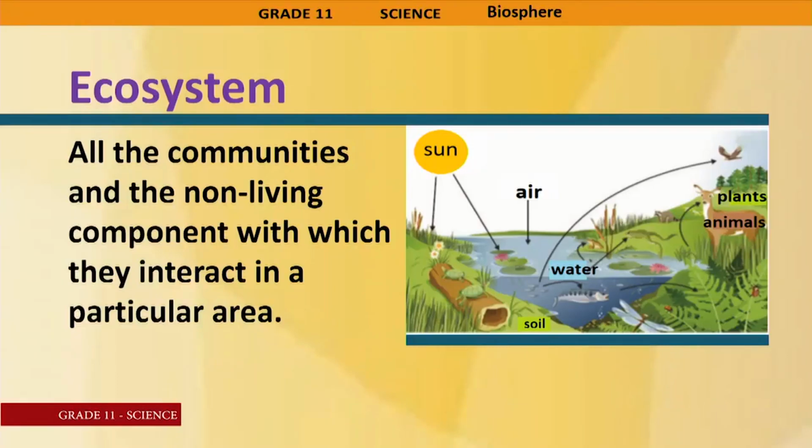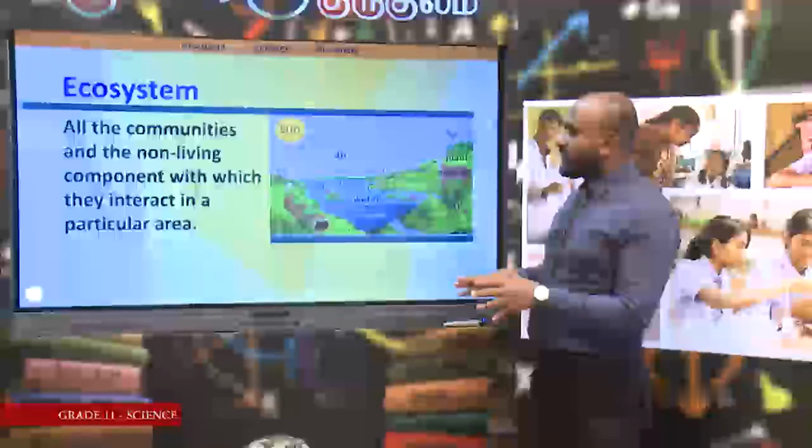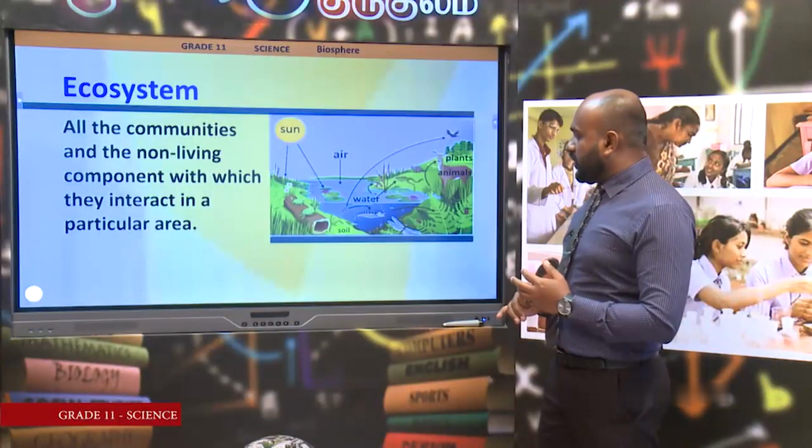All the communities and the non-living component with which they interact in a particular area is called the ecosystem. Looking at the definition, we can identify the things in an ecosystem. All the communities, so there we consider all organisms and the non-living component, and they interact with each other. We need to consider the interactions also. You already know these interactions can happen between living things and living things, between living things and non-living things, and between non-living things and non-living things. As a result of all these interactions, we get an ecosystem.